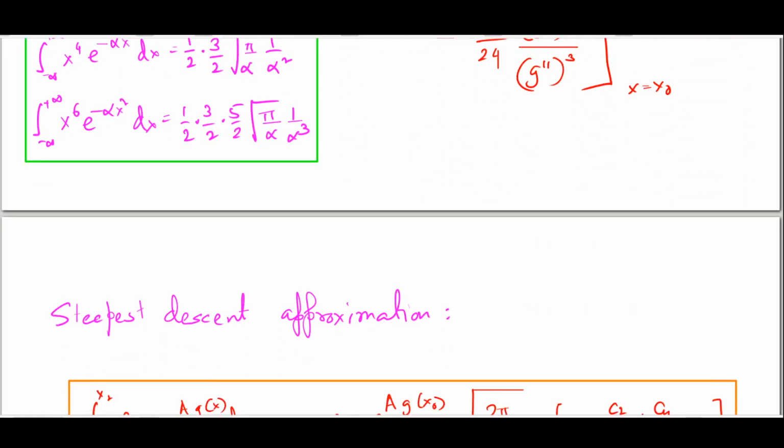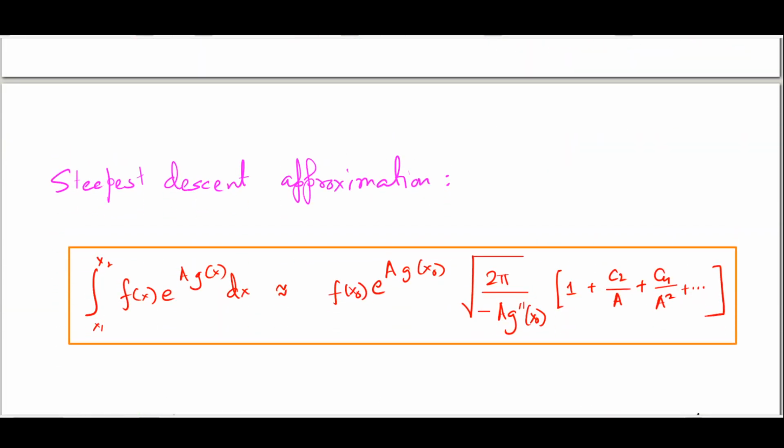So there you have it, our steepest descent approximation for the integral of f of x e to the a g of x dx from x1 to x2, provided that there is a maximum x0 of g of x somewhere in the interval. This approximation is given by f of x0 e to the a g of x0 times the square root of 2 pi by minus a g double prime x0, multiplied by a correction factor. This correction factor has 1, of course, as its leading term, and further terms are suppressed by negative powers of a: c2 by a, c4 by a squared and so on.